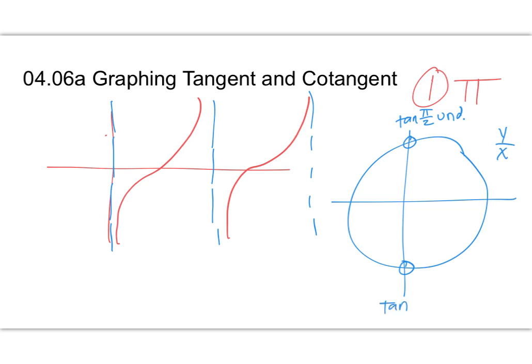So if we're thinking about the way that our graph is going to look, we're going to have some asymptotes going on every time tangent is undefined, every time cotangent is undefined. The graph shapes for tangent and cotangent are going to be remarkably similar. They're going to be shifted and flipped a little bit. We'll talk a little bit about that when we deal with graphing these things.